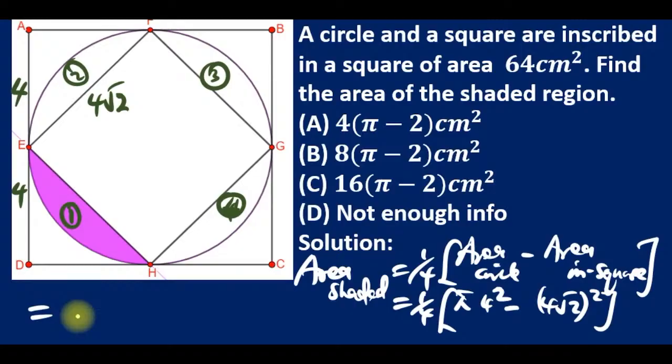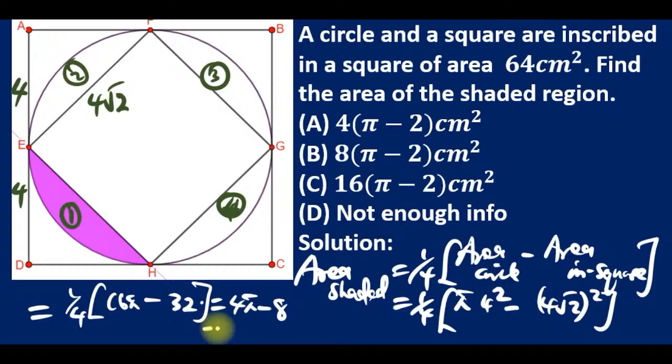So we have 1/4. As you can see, this is 4 squared. Okay, let's just write 16 pi minus this 32. That's 4 squared, 16 times 2. So this is 1/4 times 16 pi, which is 4 pi, minus 1/4 times 32, that is 8. So our answer is 4 pi minus 8. So option A. So it's very simple.